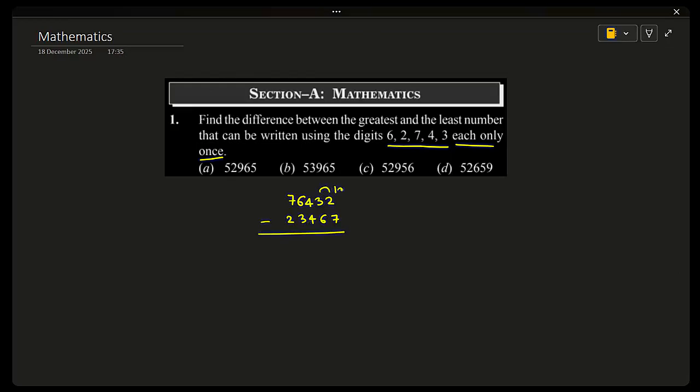So it is 12 minus 7 is 5, 12 minus 6 is 6, 13 minus 4 is 9, 5 minus 3 is 2, and this is 5. 52,965, option A. Second one.